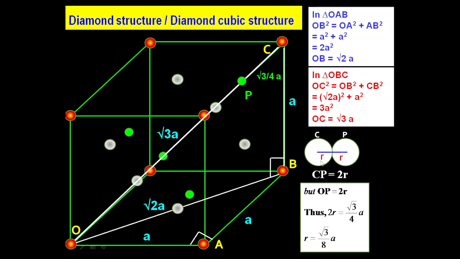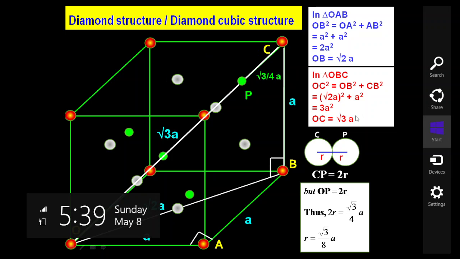The distance between C and P is nothing but twice R, but what is CP? CP is nothing but root 3/4 a, because P is at a distance of 1/4 from the point C. 1/4 means the diagonal distance of 1/4. The diagonal distance is root 3 into a. So the distance CP will be root 3 into a divided by 4, because this is at 1/4 distance from C, that is, 1/4 of this diagonal.